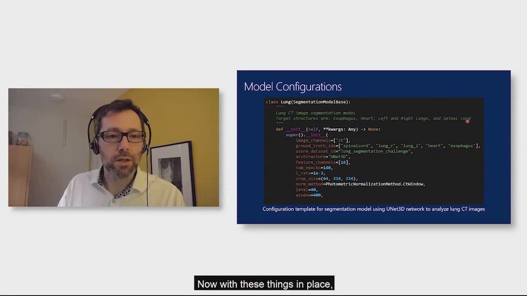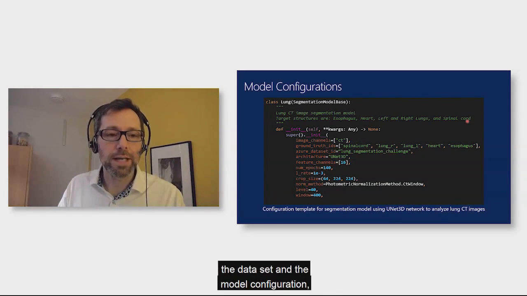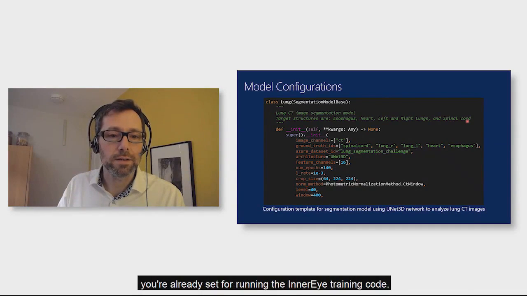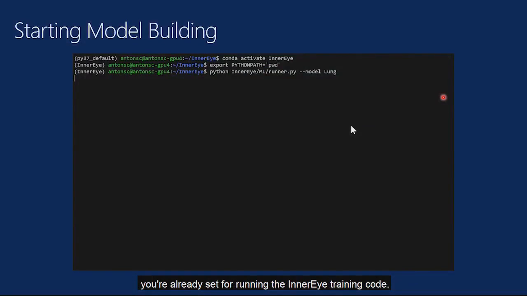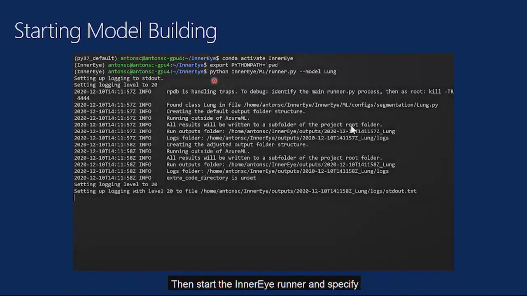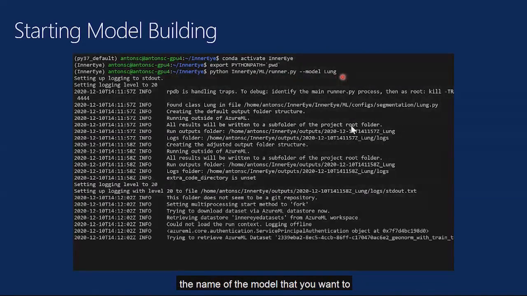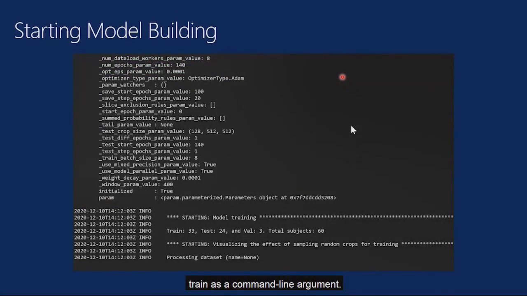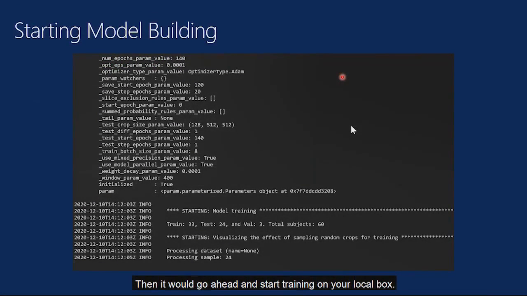Now, with these things in place, the dataset and the model configuration, you're already set for running the InnerEye training code. So you would create a Python environment and activate it, and then start the InnerEye runner and specify the name of the model that you want to train as a command line argument. And then it would go ahead and start training on your local box. If you have a GPU on your local box, it would use that, otherwise the CPU.